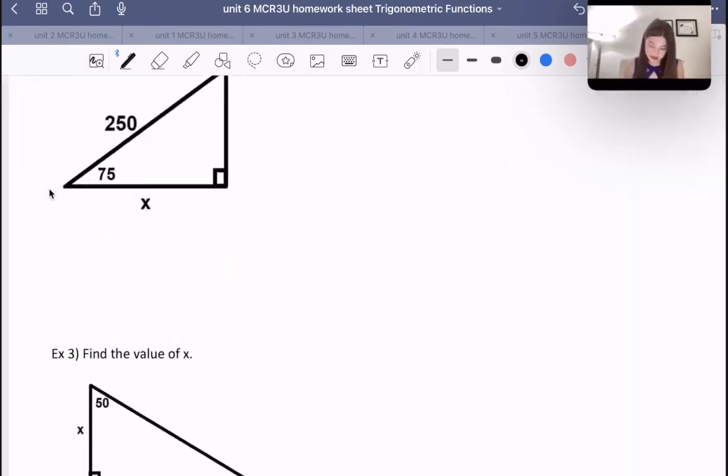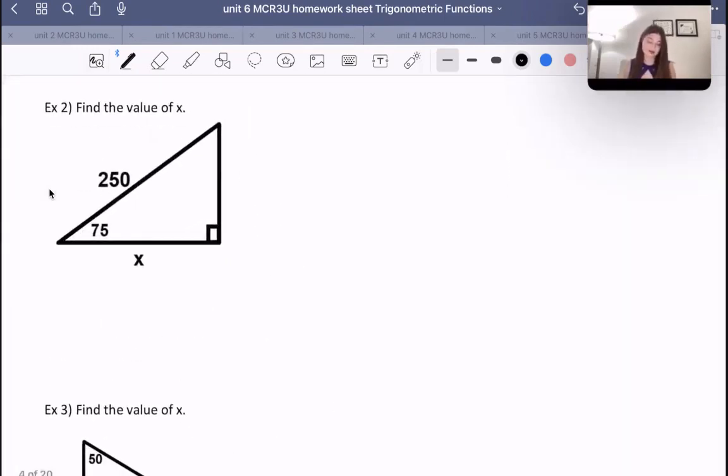Here we're being asked to find the value of x. Okay, find the value of x. So here we have 75 degrees, and we want to find x. And x is the adjacent of the 75 degrees, so I'm going to write that we need to find the adjacent, or I'll just put A for adjacent, actually. And we have the hypotenuse, right? We can see that 250 is clearly the longest side here, and it is also clearly the opposite of our right angle. So therefore, we have the hypotenuse.